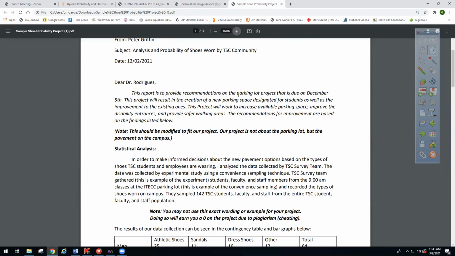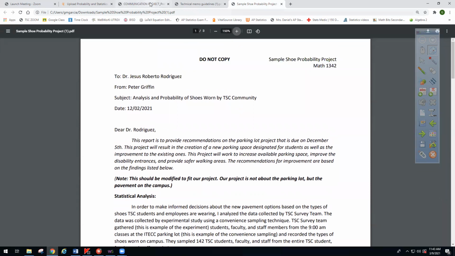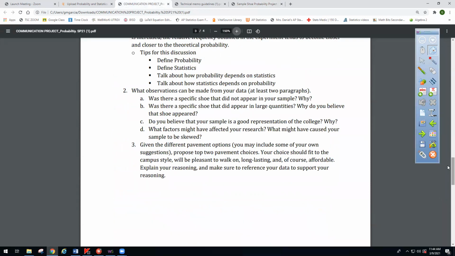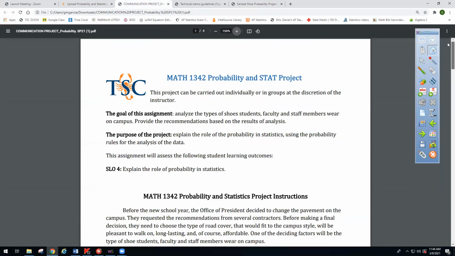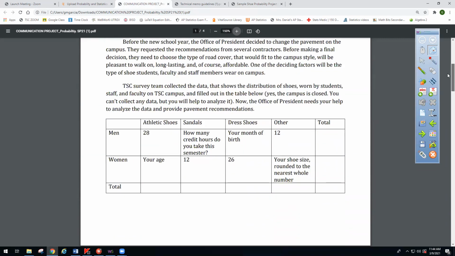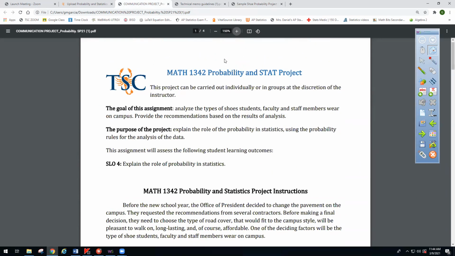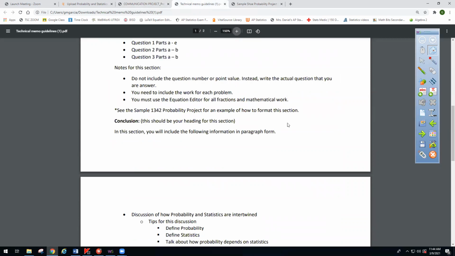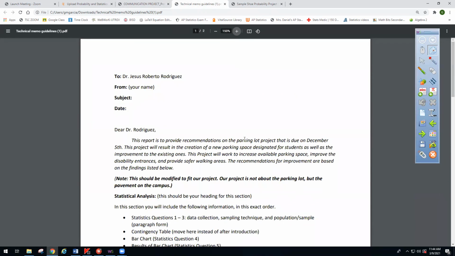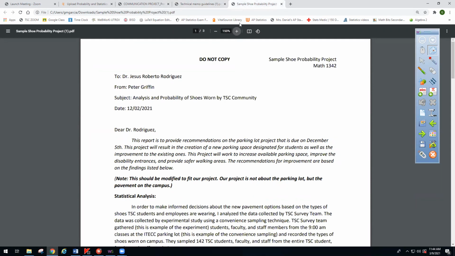Okay, so again, you are going to need your communications project here, so that way you have the questions and the table that you're going to be using, questions and tables. You're going to need the technical guidelines. How are you going to put all of this together, and in what order are you going to put this together? And then, of course, your sample shoe project that a student did that you can follow but not copy.